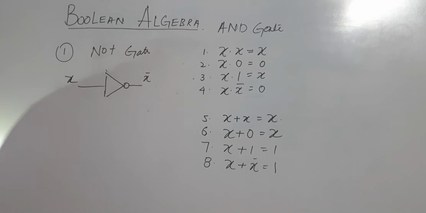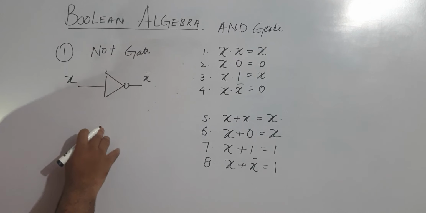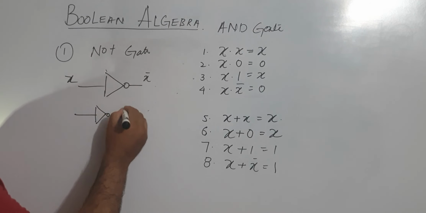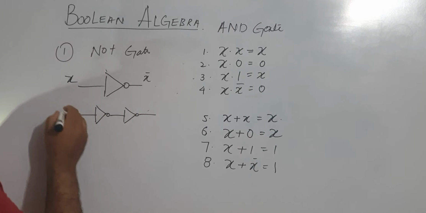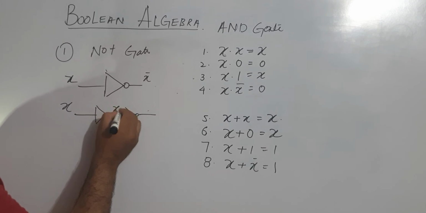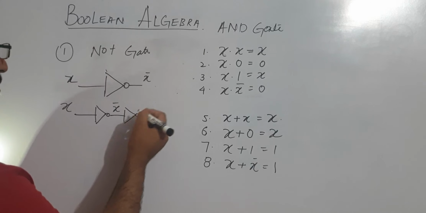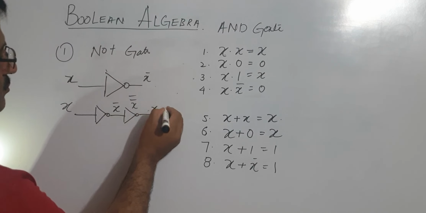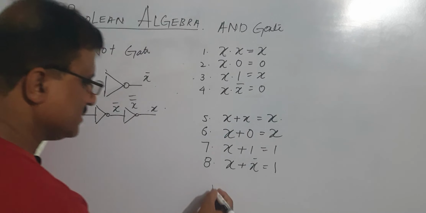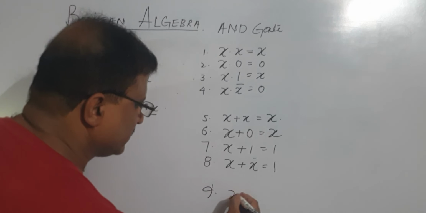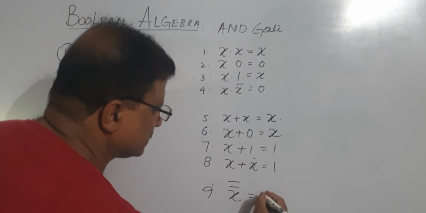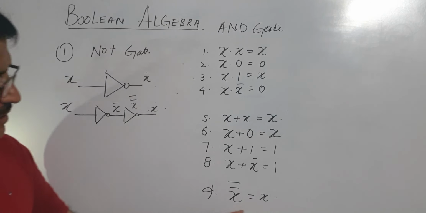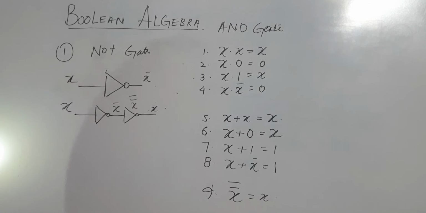Now based on this condition, if we connect two NOT gates in series, so if x enters here, this will become x complement, but when it enters again, this will become x complement complement, that is equal to x again. So based on this, we have only one Boolean identity, x double complement is always equal to x. So we have this type of Boolean identity as well. So these are the 9 Boolean identities.